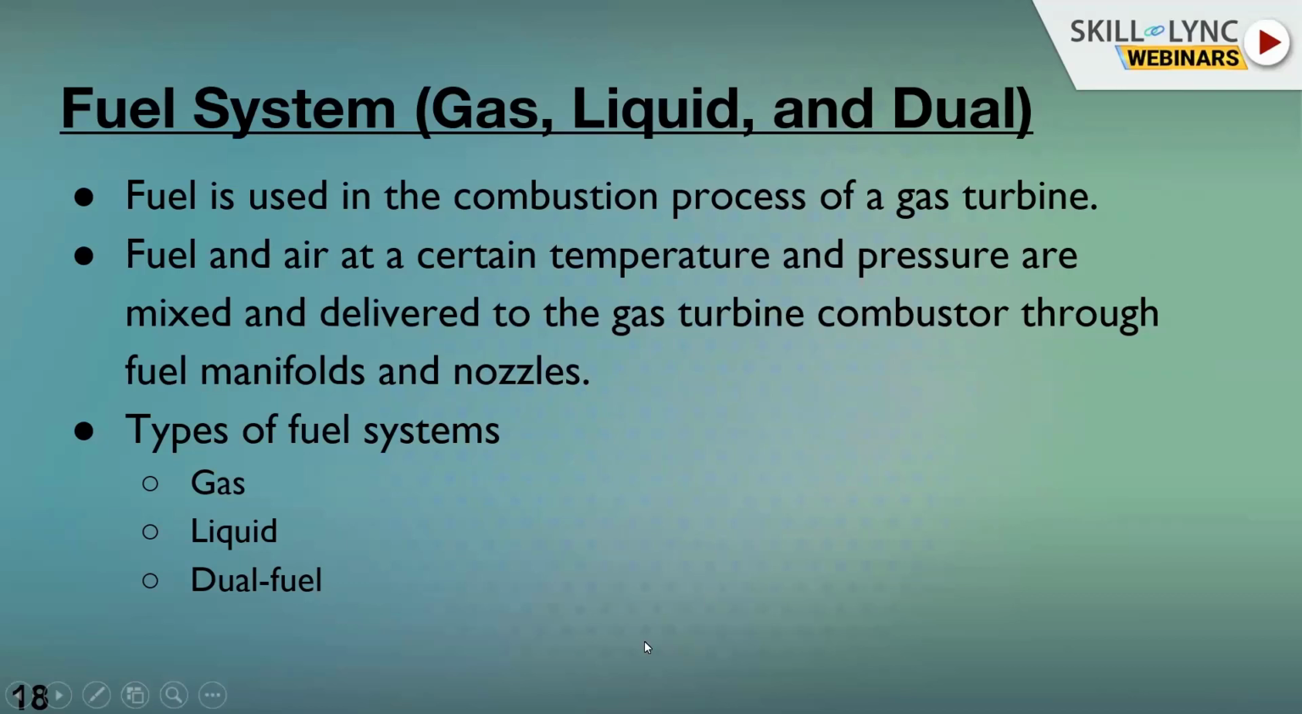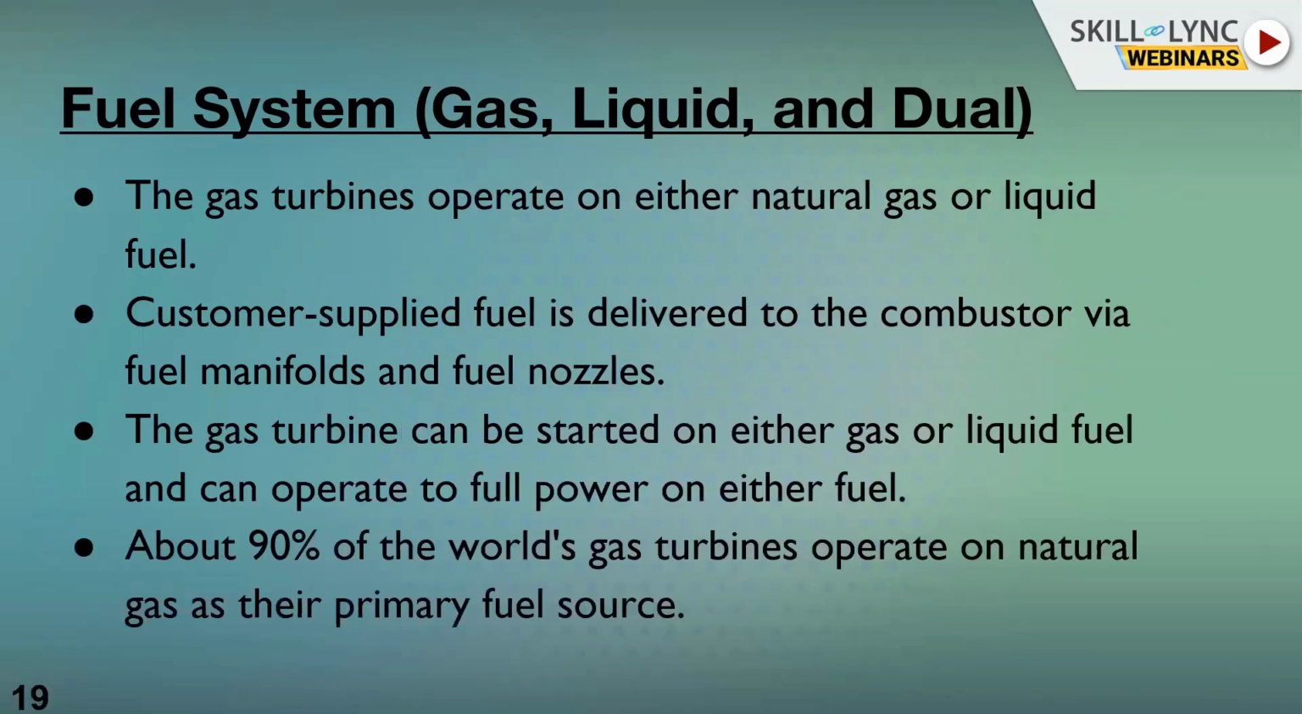In gas turbine power plants, what are the different types of fuel systems available? We can either run it on gas, or on liquid fuel, or on both gas and liquid fuel, called dual fuel systems. These gas or liquid fuels are supplied. Obviously, the end customer cannot directly supply the fuel to the gas turbine. They have to supply it till the enclosure, and from the enclosure, it is the power plant manufacturer's responsibility to supply it to the gas turbine.